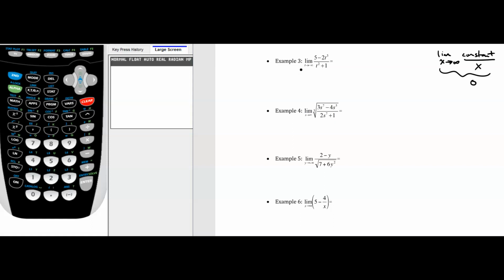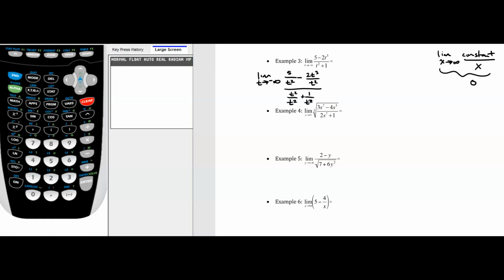Okay, so in example 3, we are going to divide each term by the highest power of t that you see in the denominator. And so my work is going to look like this. I'm going to say the limit as t goes to negative infinity of 5 divided by t squared, because t squared is the second exponent. The number 2 is the highest exponent in the denominator. So 5 over t squared minus 2t cubed over t squared, and that is all over t squared over t squared plus 1 over t squared.